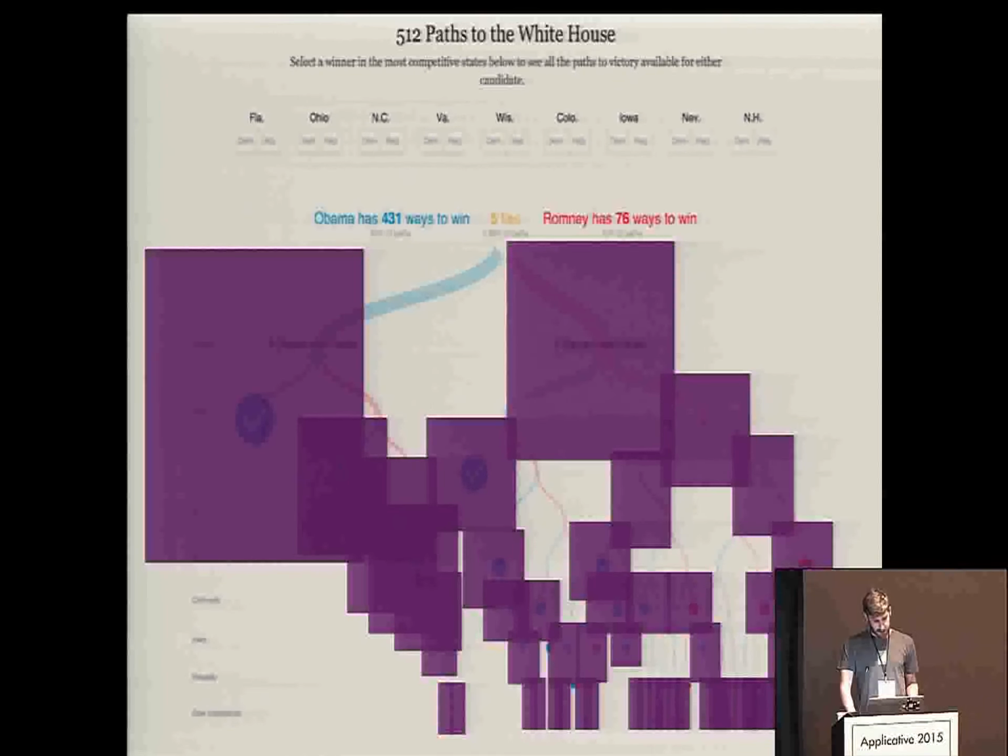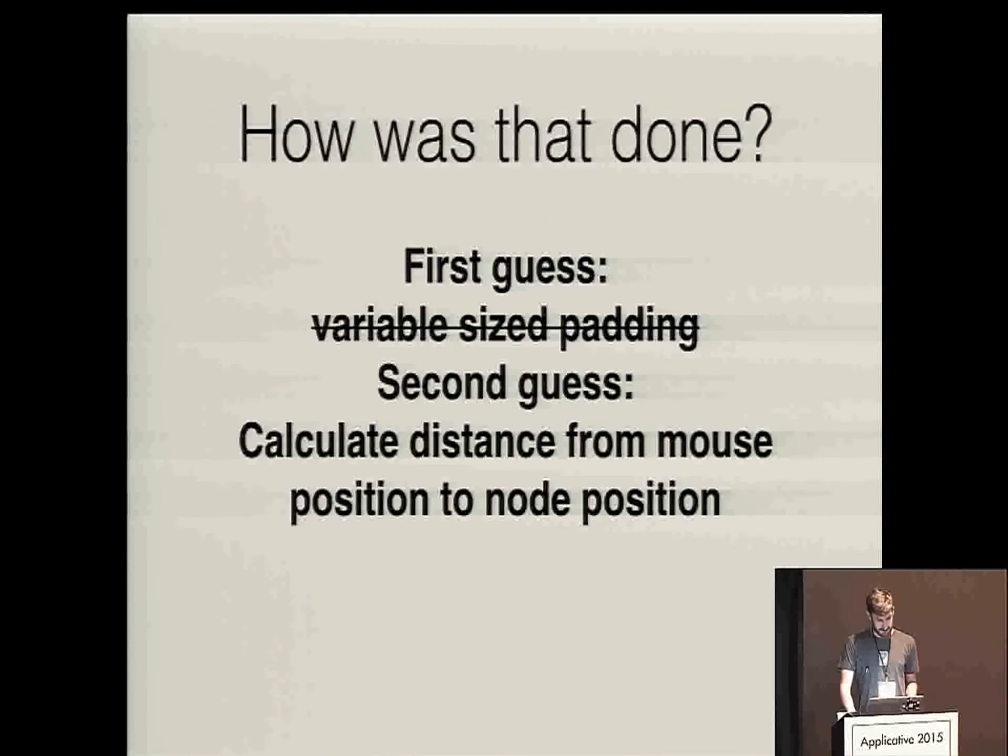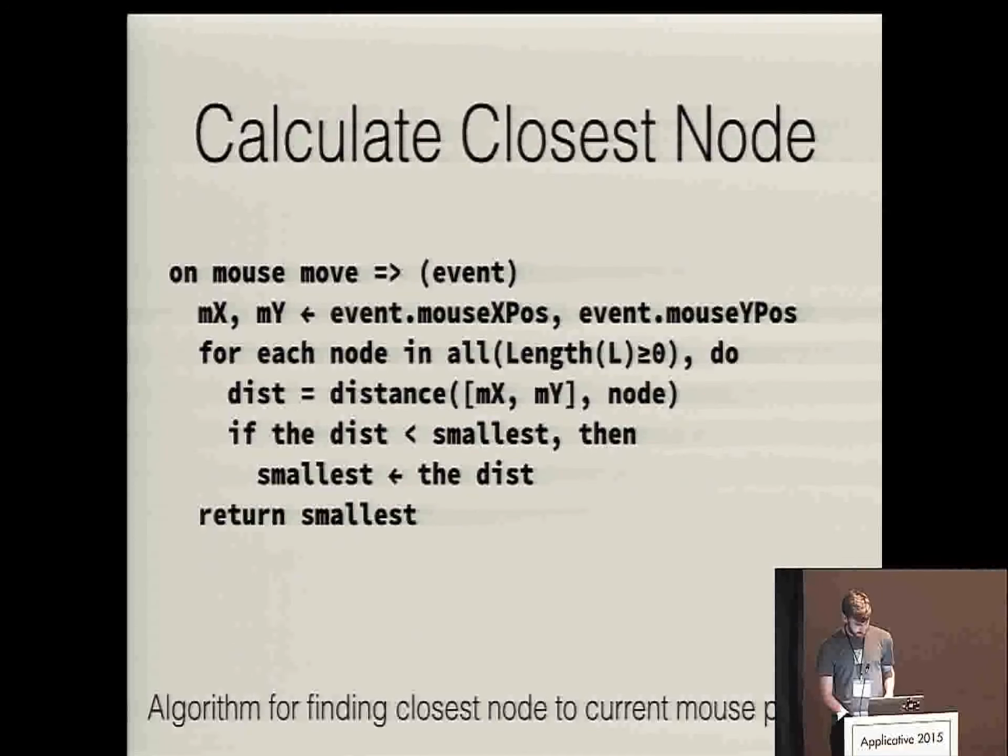My second guess was, we'll call this one the calculate closest distance from mouse to node position. So this algorithm looks like this. We'll go through this. On mouse move we have an event. I grab the x and the y of the mouse position. I go through each node in the list, and then I calculate the distance between the current xy and that node's xy. And if the distance is smaller than the previous smallest that I've seen, save it off. It's very similar to the largest algorithm.